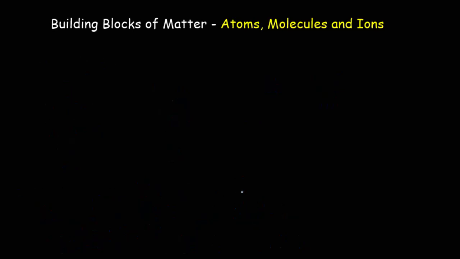Now, let's look at what an ion is. Let's take this to be an atom where we have electrons on the shells.